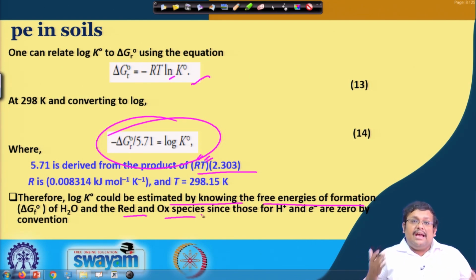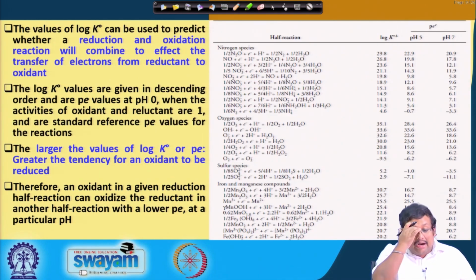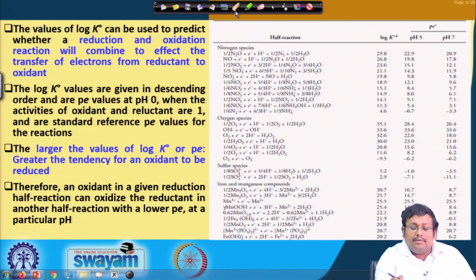So, we can see that we can simplify the whole reaction in terms of these free energies of formation as well as the logarithm of the equilibrium constant. We have seen this table previously. This is the half reaction of reduction for different species, starting from nitrogen species, oxygen species, sulfur species, iron and manganese compounds.